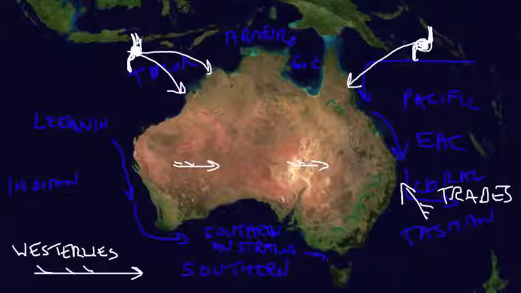Now, the other important aspect of the climate in Australia is the El Nino Southern Oscillation on the east coast, and that's an interannual variability which causes drought and flooding.